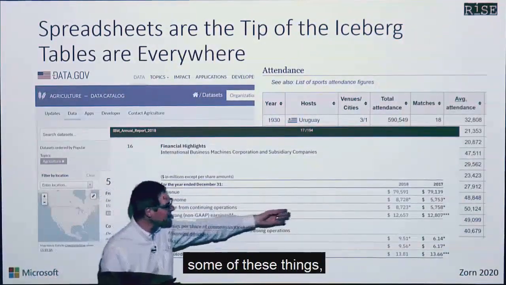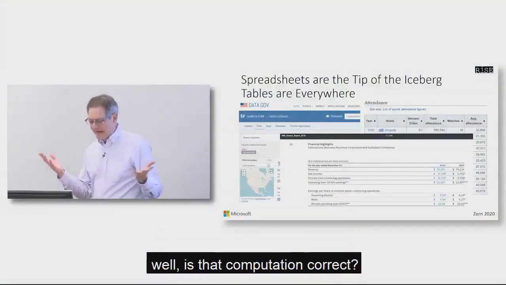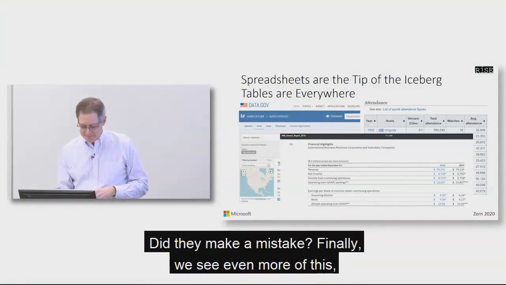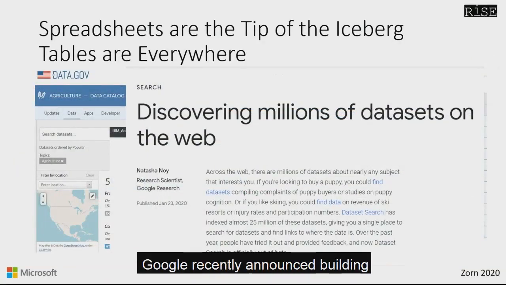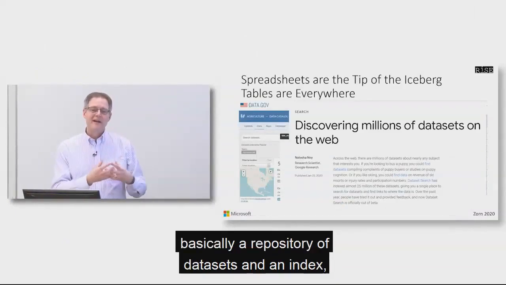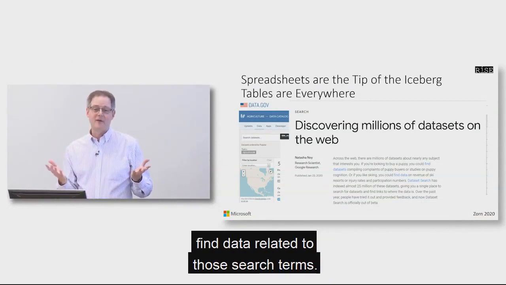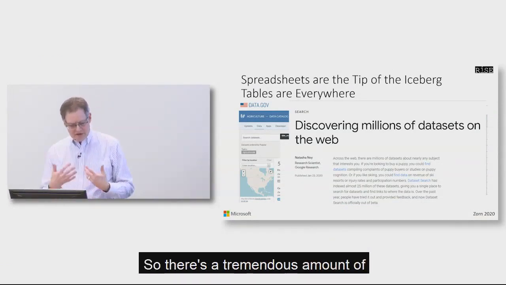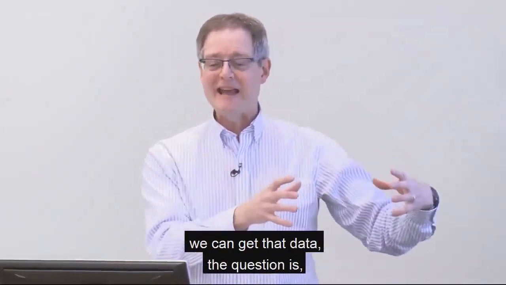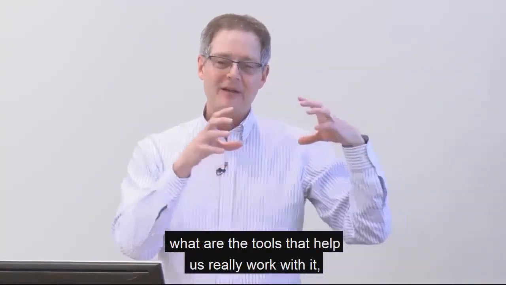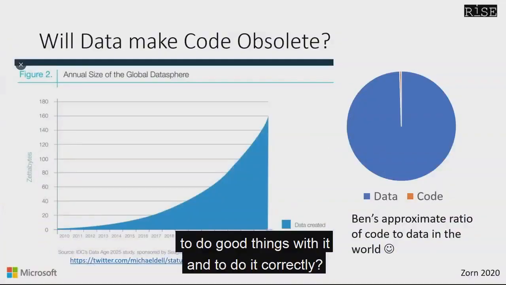And of course, some of these things, just like in the spreadsheets, are computed. And so you can ask, well, is that computation correct? Did they make a mistake? And finally, we see even more of this. Google recently announced building basically a repository of data sets and an index, so you can very quickly type in search terms and find data related to those search terms. So there's a tremendous amount of data, and the argument I'm making is that we can get that data. The question is, what are the tools that help us really work with it, to do good things with it and to do it correctly?